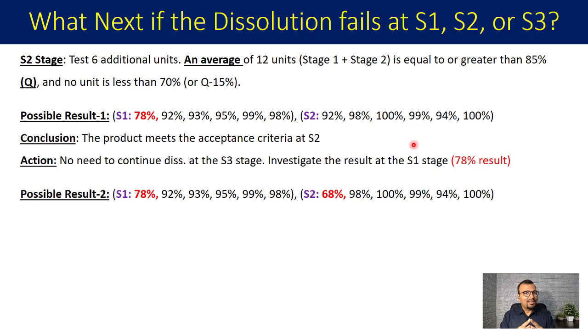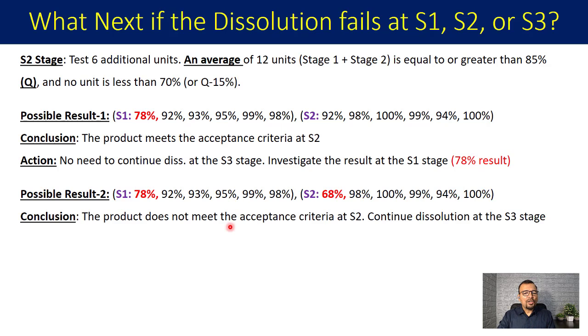There could be another possibility, possibility number 2, where the S2 result is not meeting the S2 stage criteria, and I have highlighted this result in red color: 68%. Now this 68% is not equal to or greater than our Q value, which is 85%. So we are not meeting the spec at S2 stage. The product does not meet the acceptance criteria at S2 stage, so continue dissolution at the S3 stage.